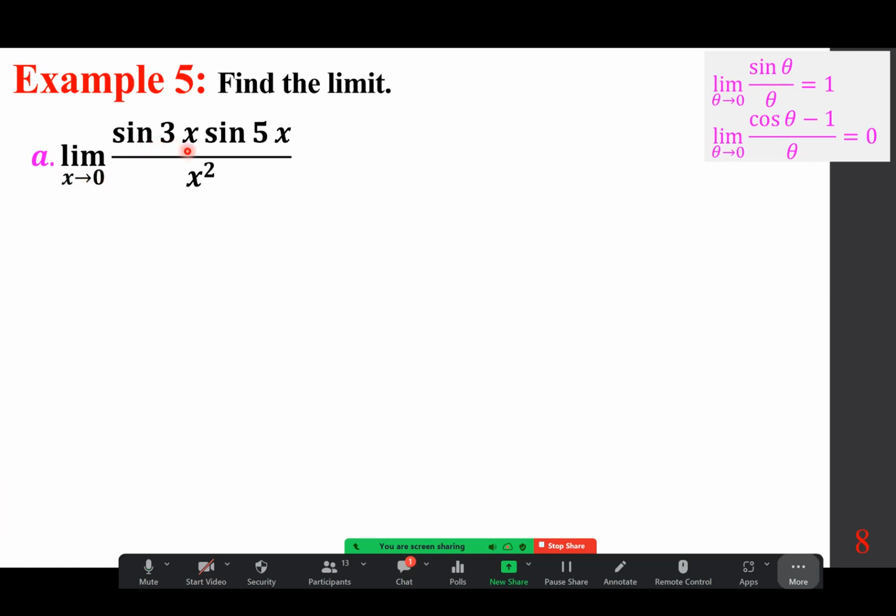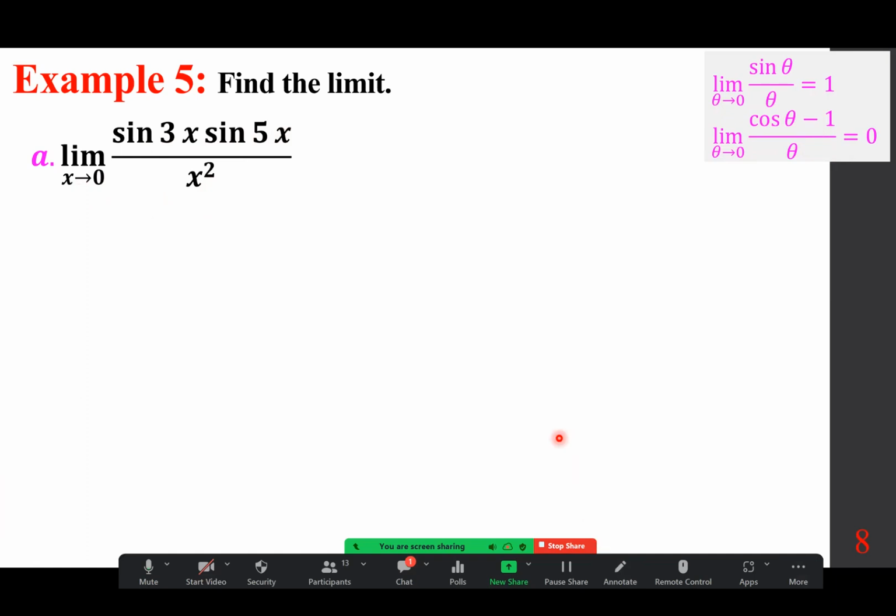The limit of sine 3x times sine 5x over x squared, as x approaches 0, we want to find it. And reminding everybody that the limit of sine theta over theta as theta approaches 0 is 1, and the limit of cosine theta minus 1 over theta as theta approaches 0 is 0.